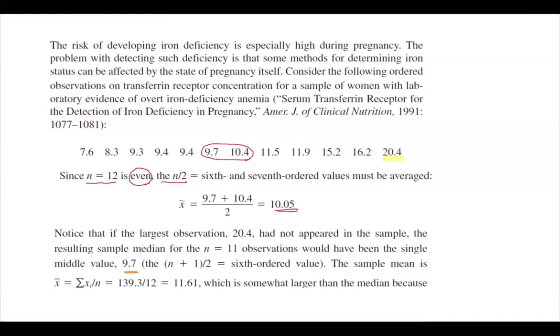And then if you calculate the mean of the data, the mean is going to be 11.61, which is a little bit larger than the median. So the outliers here, which are three values, 15.2, 16.2, and 20.4, have an impact on the measure of center. When you're talking about the mean and median, you can do the calculations before and after eliminating these outliers to understand the behavior of the data caused by outliers as well.